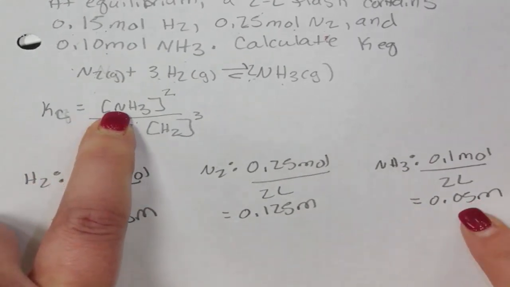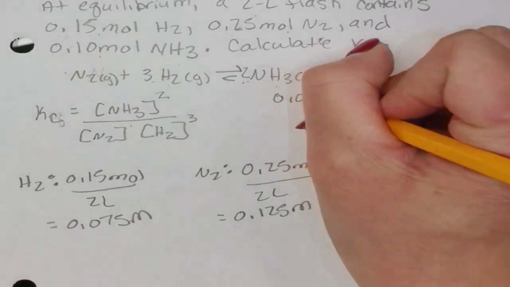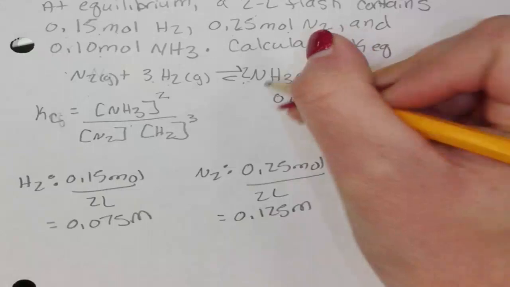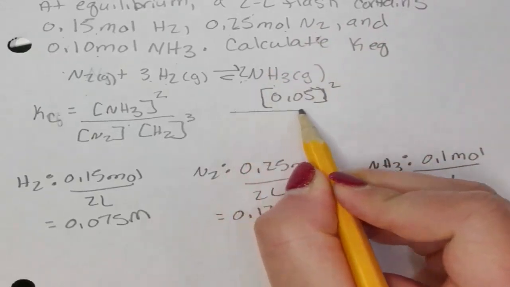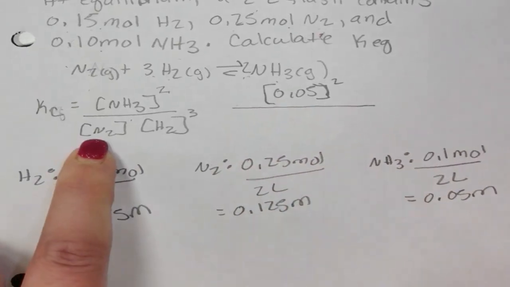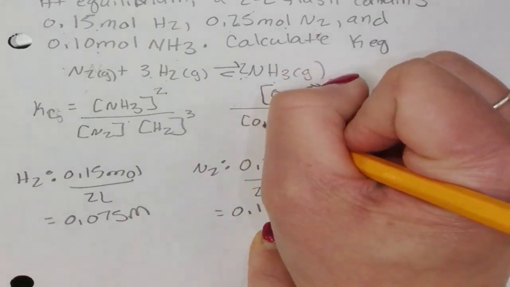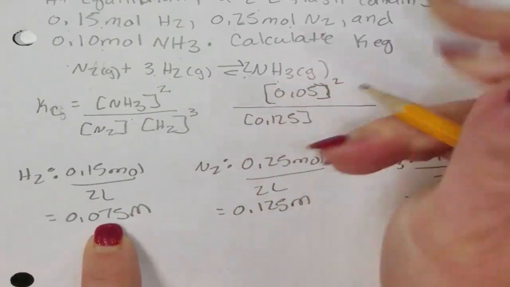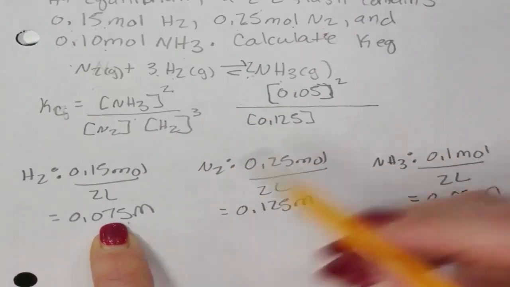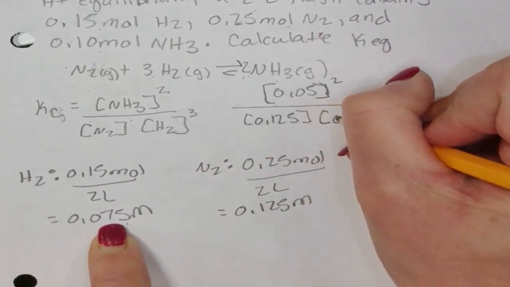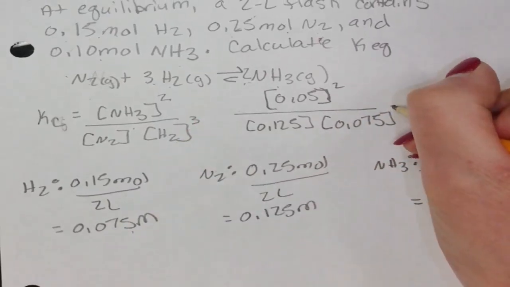So NH3 has a concentration of 0.05. And we are using brackets. Concentration does use brackets. Please do not use a parenthesis. All right, N2 has a concentration of 0.125. And my H2 has a concentration of 0.075, and we are going to cube that value.